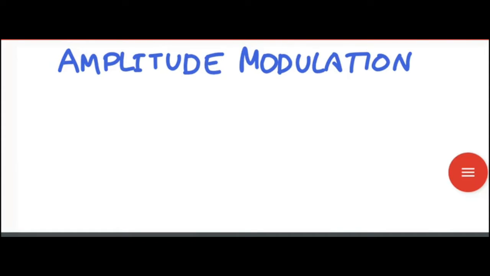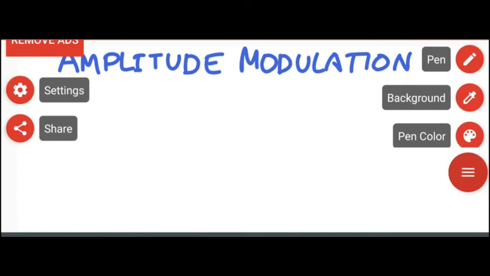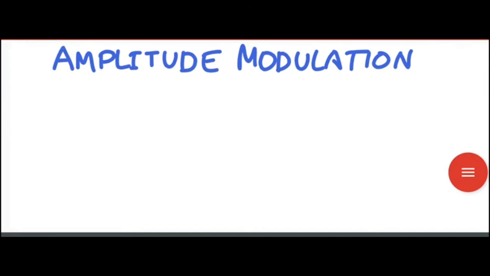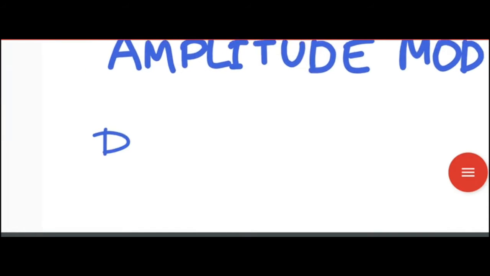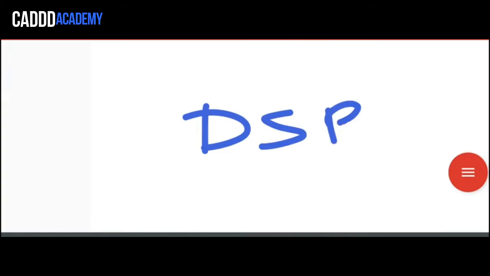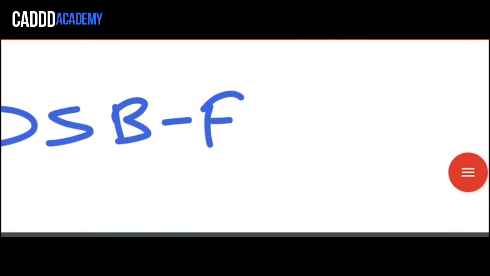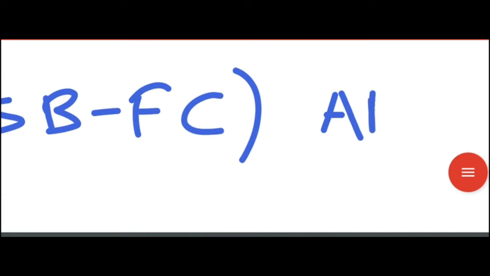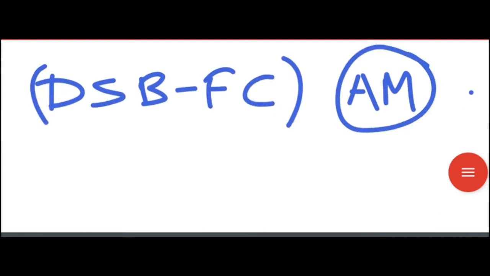In this lecture, we will study amplitude modulation. We will study all the types of amplitude modulation like double sideband with full carrier, double sideband suppressed carrier, single sideband and vestigial sideband also, okay? So, let's start with the double sideband full carrier. This is commonly known as AM.